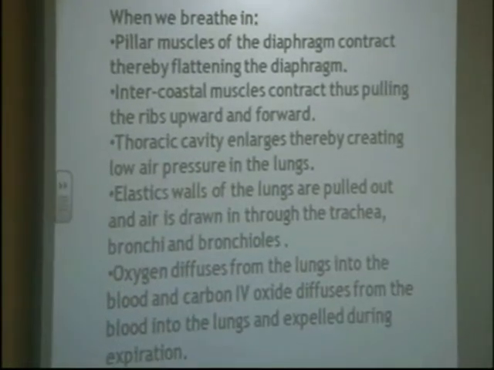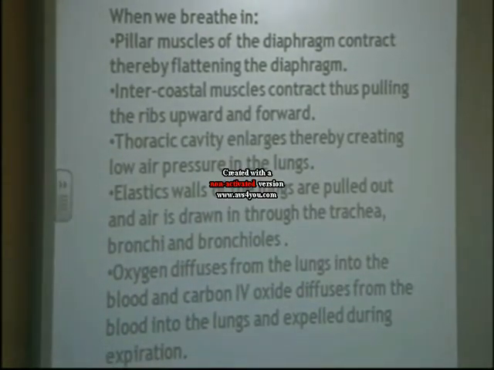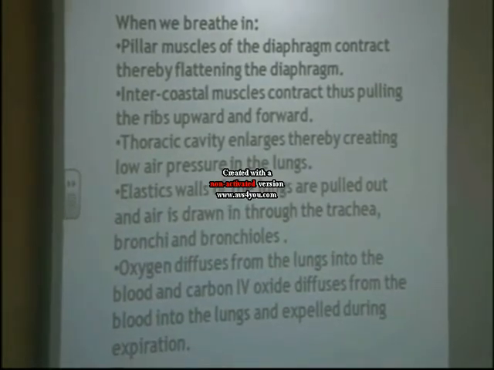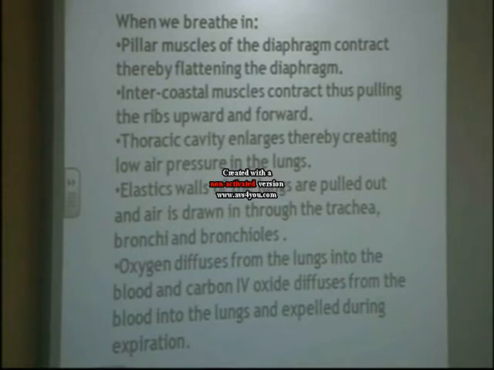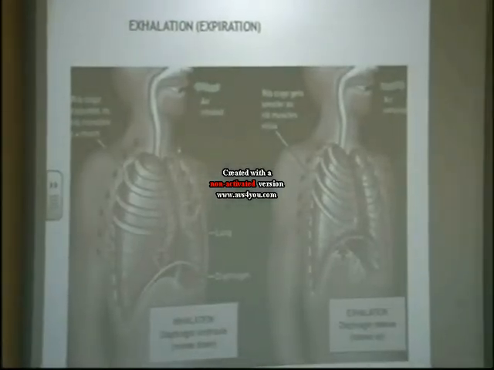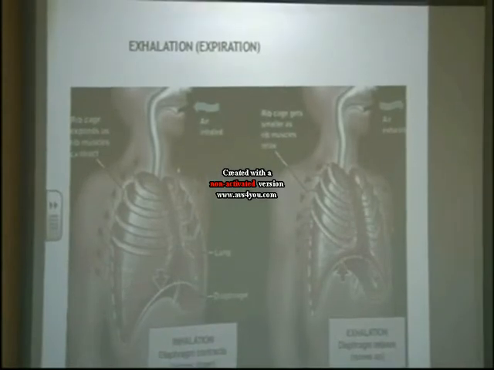Then oxygen now diffuses from the lungs into the blood. And I said that it is the blood that carries this oxygen to the cells of the body. And carbon dioxide will now be taken back through the same process into the external environment. And that is expiration. Now let's go to details of expiration. And that is exhalation, expiration. When we breathe out, what happens?